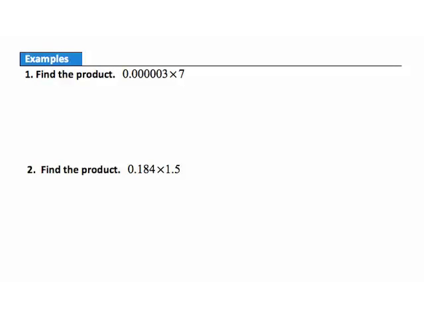Now let's take a look at some examples that will help us understand how to multiply decimal numbers. Example 1. Find the product of these two decimal numbers multiplied together. The first thing I'm going to do is start with just the numbers here, 3 and 7. If I take 3 times 7, that gives me 21. So those are going to be the digits other than 0 in this answer, 21. Now I just need to make sure that it has the correct number of decimal places behind it.